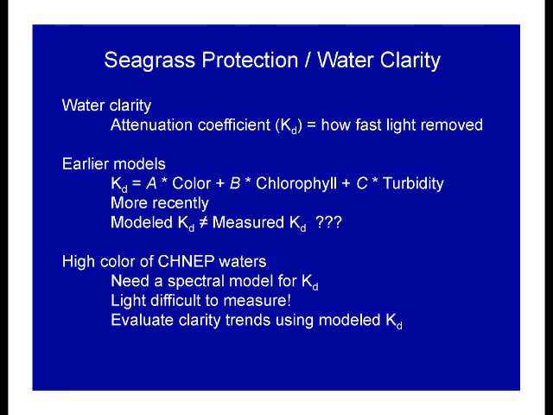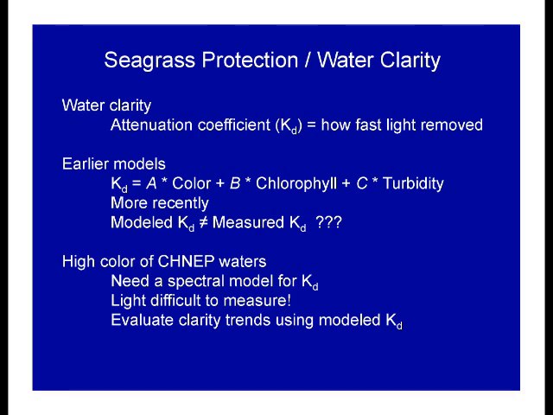Earlier models used a linear regression of color, chlorophyll, and turbidity, and the A, B, and C there are just different numerical coefficients. These worked fairly well, but when these models were applied to more recent data, the modeled KD was not matching very well with the measured KD in the field. We began to realize that with the extremely high color in some of these systems within the estuaries of the different segments of Charlotte Harbor, we really need a spectral model to accurately represent KD.